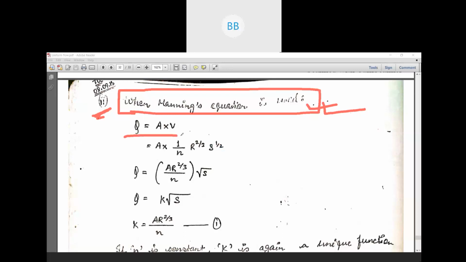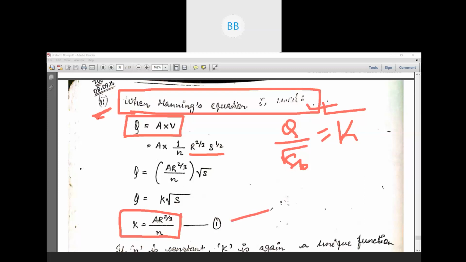So again, we will take the discharge equation, area into velocity. In place of velocity, we use Manning's equation, that is 1 by n R to the power 2 by 3 S_b to the power half. Then again, we know K is equal to Q by root S_b, nothing but your K. So this is our K equation. We will substitute that, put that as equation number 1.